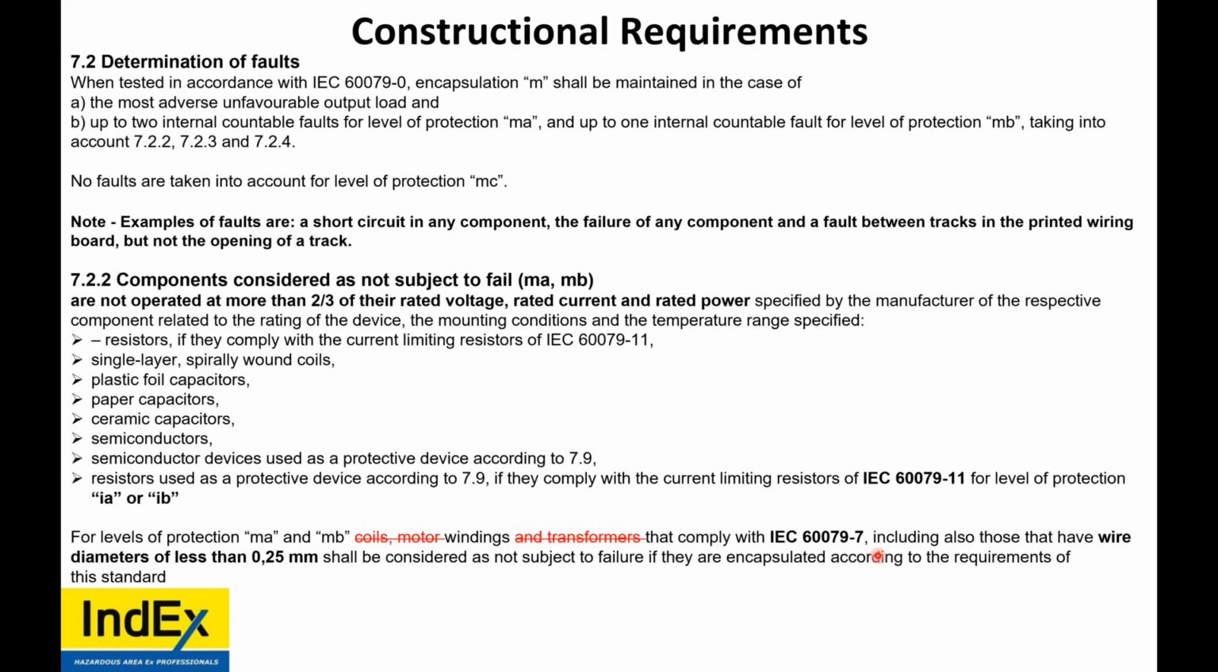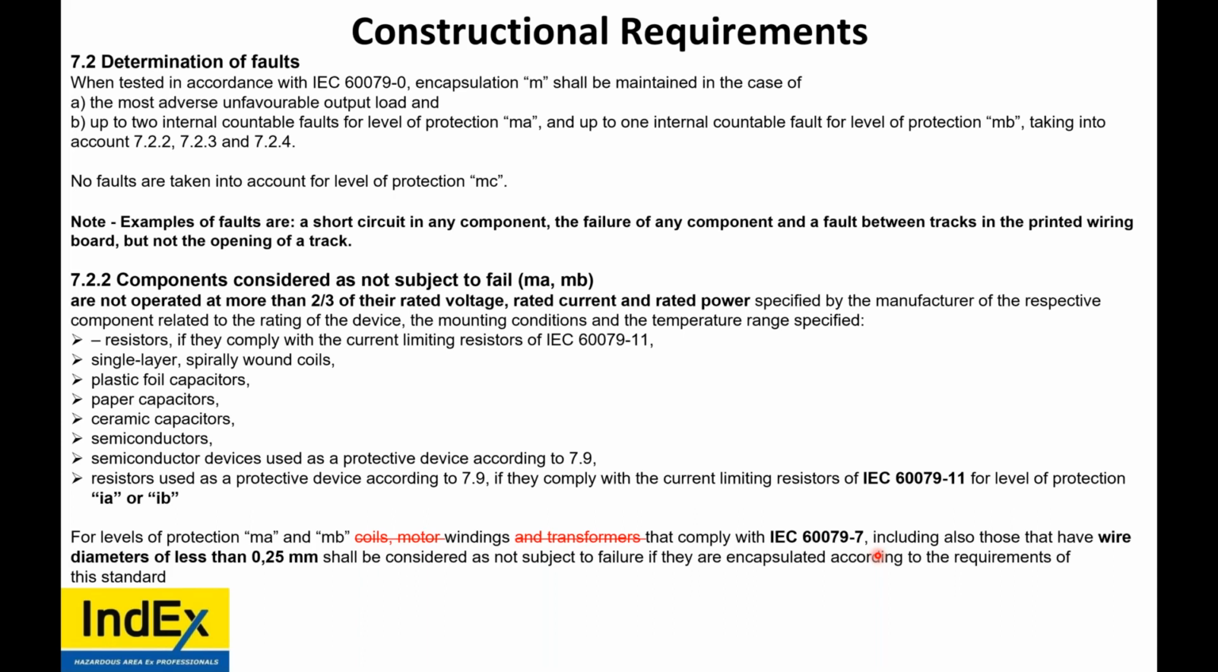Now, fault, determination of faults. Well, we need to know the most unfavorable output load, and we can have up to 2 internal faults for MA, 1 fault for MB, and no faults are taken into account for consideration for MC. So this is very much like intrinsically safe. IA, IB, IC, MA, MB, MC. 2 faults, 1 fault, no faults.